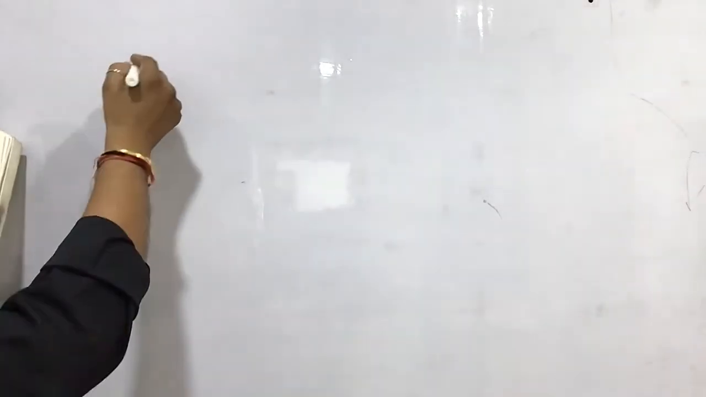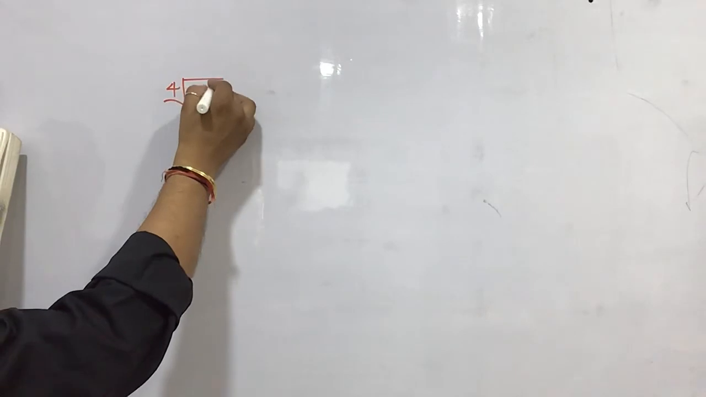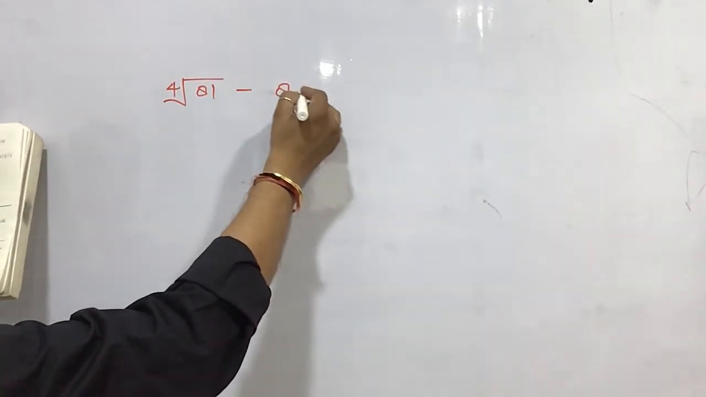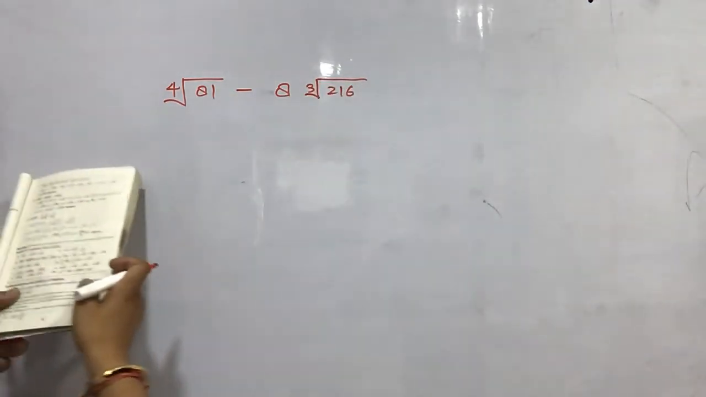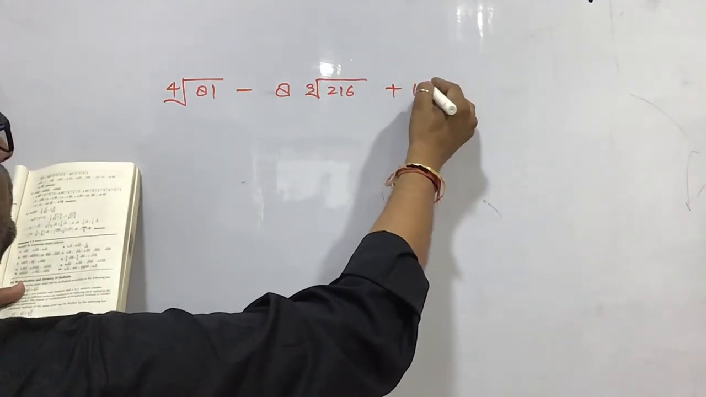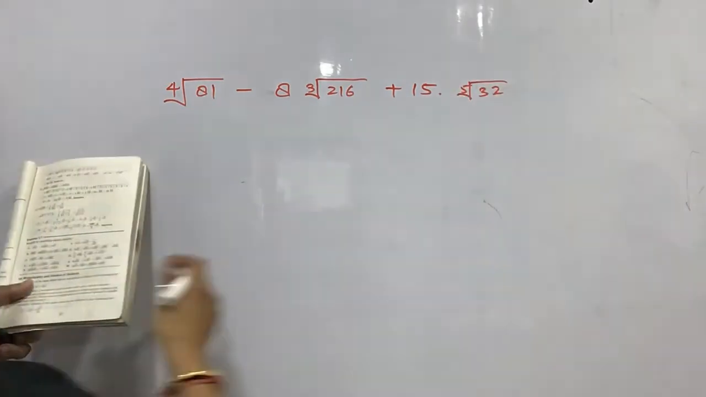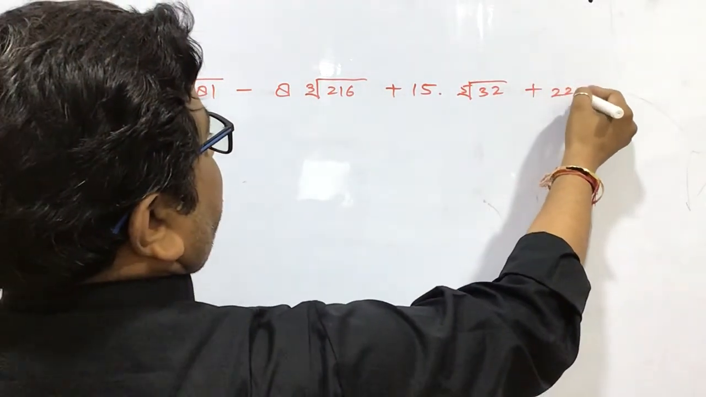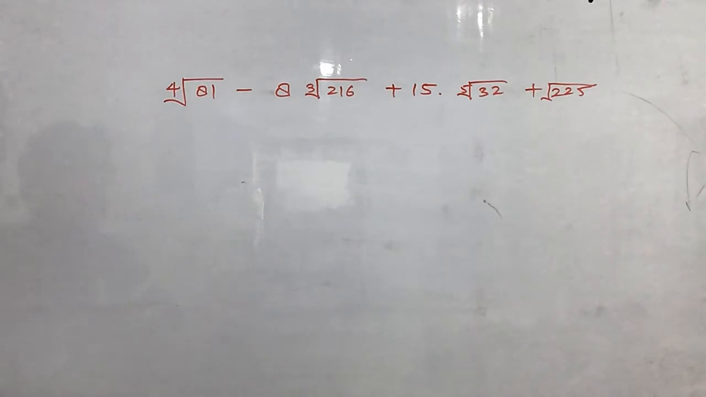So you can try the question of surds in this way. One more question for you. See, 4th root of 81 minus 8 cube root of 216 plus 15 fifth root of 32 plus 225. So please go through the symbols properly, what type of surds they are going to find out.